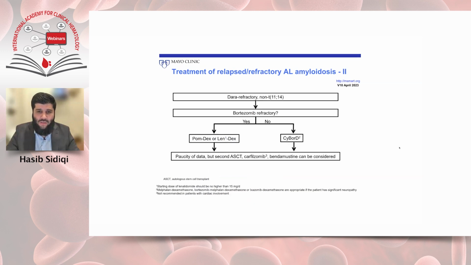For patients who are daratumumab refractory and don't have translocation 11;14, if they've previously had bortezomib and are refractory to this as well, then really you're looking at other plasma cell-directed therapies. And again, we'll talk about some of the data behind some of those options. And if they aren't bortezomib refractory, then certainly CyBorD is an option to consider.